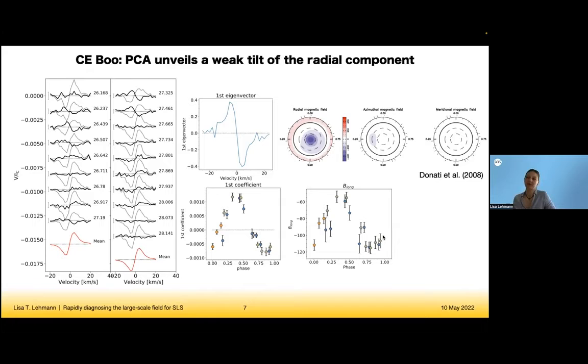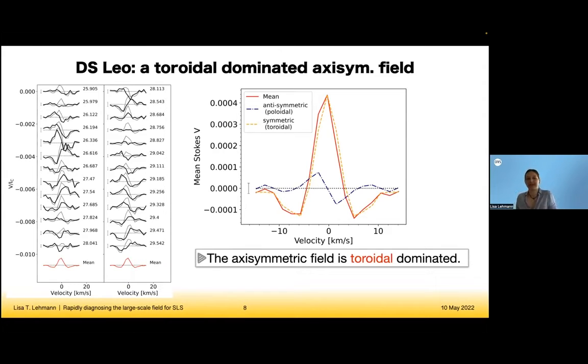Comparing the coefficients with the longitudinal field, you see pretty much the same trend, which is usually the case for low Rossby number objects as CE Boo is. But you see the longitudinal field is a bit noisier and the error bars are larger. I want to show you a second example.